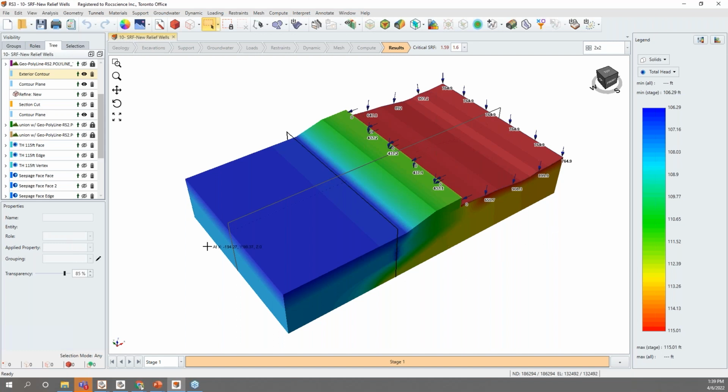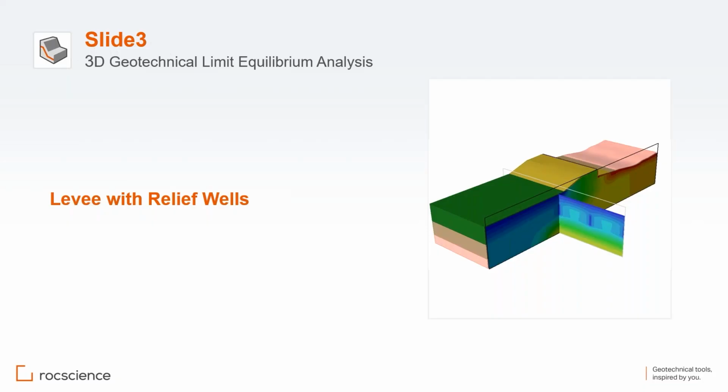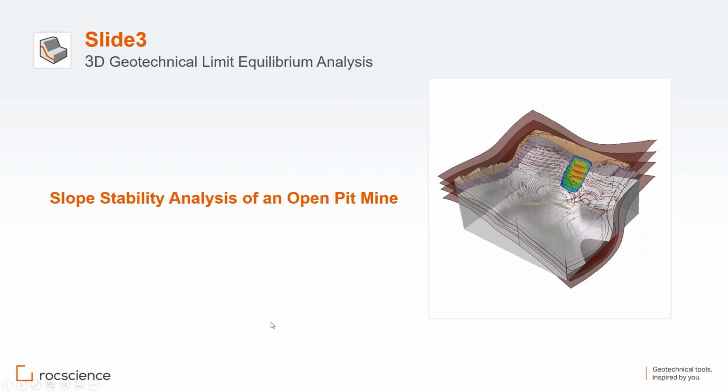I will discuss this model in the next webinar as well, because we want to look at the 2D analysis and the differences between the results of 2D and 3D. Next example, if I go back to the presentation, is this one. We want to look at the slope stability of an open pit.